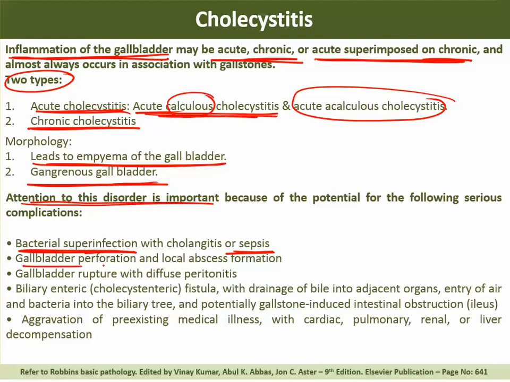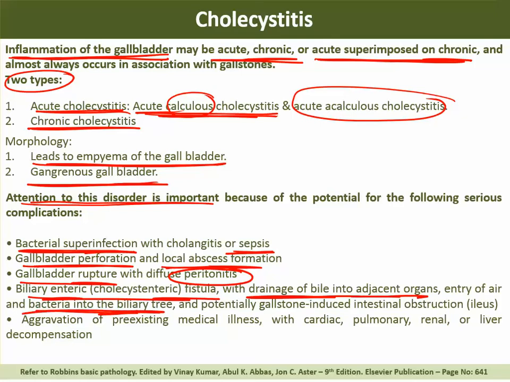And the gallbladder can perforate, with local abscess formation. The abscess can spread to the peritoneum, and the gallbladder ruptures and produces severe peritonitis. And biliary enteric fistula, that is, the gallbladder and the intestines can form a fistula, and bile will be drained into the other organs, and entry of bacteria into the biliary tree will happen. That will produce a severe complication called ileus.